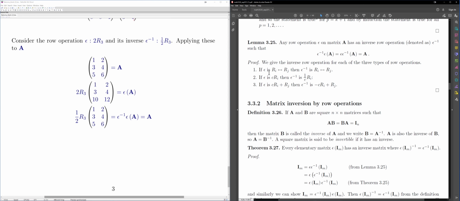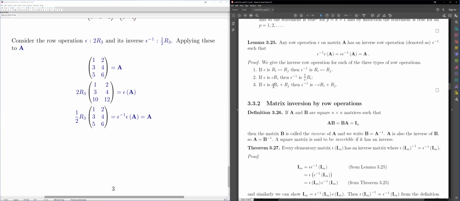If the row operation was exchanging row i and row j, then the inverse would be, well, if you switch row i and row j to get back to your original matrix, you just switch them back again. So the inverse row operation is just the same thing. And if your row operation is add a multiple of row i to row j, then the inverse row operation would be you just take back out that row from row j.